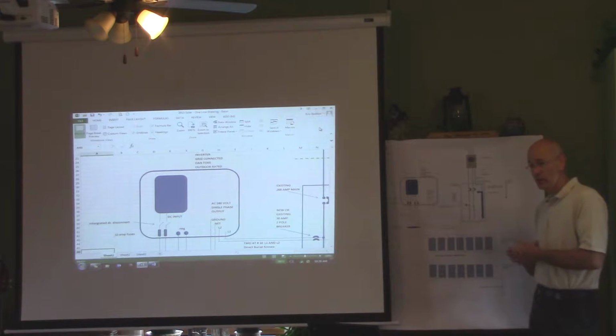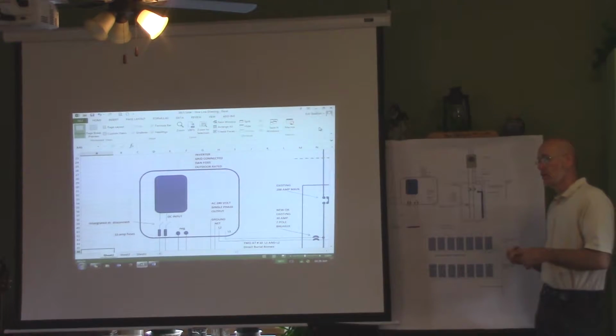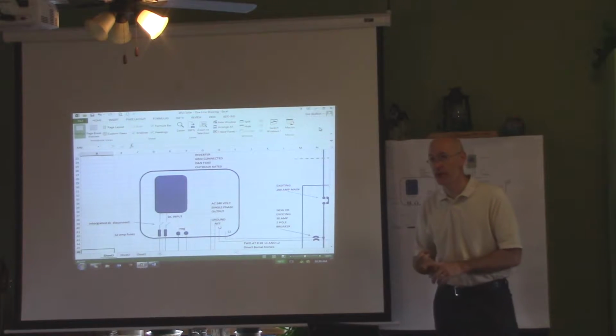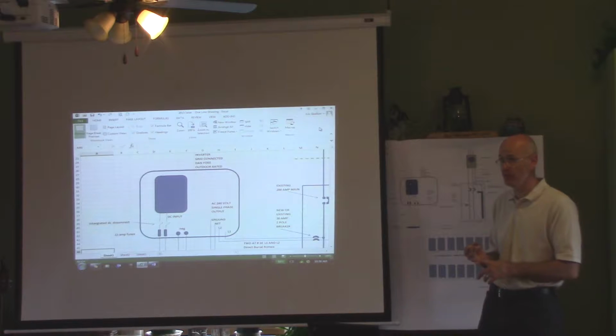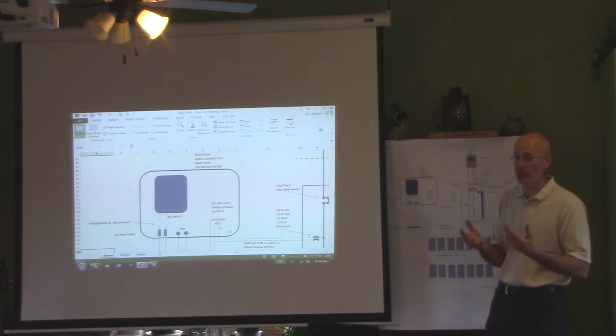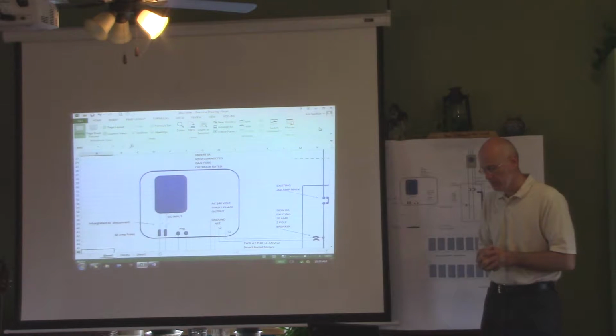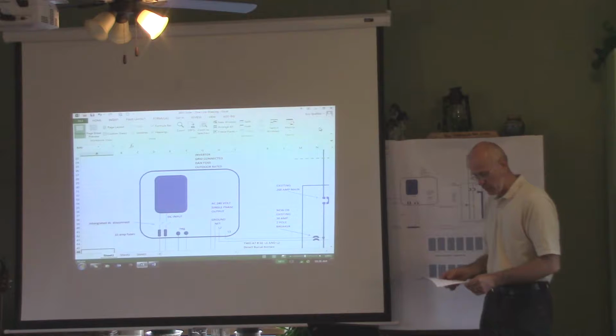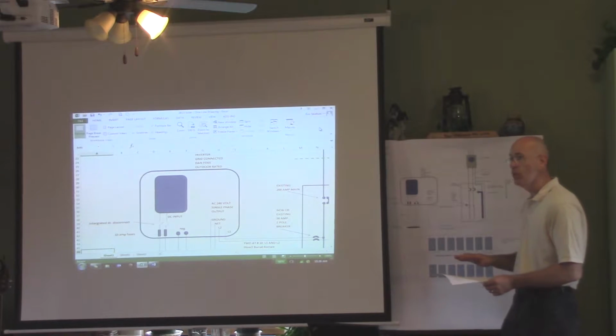So this is called a one line. And this would be what gets presented along with the specifications to both the utility and the local jurisdictional authority. Local authority having jurisdiction, that's the technical term for it, would be your local electrical inspector of your township or your city or whatever. Any questions so far? Okay, we're going to flip now to, oh, one question, yes, Mark?